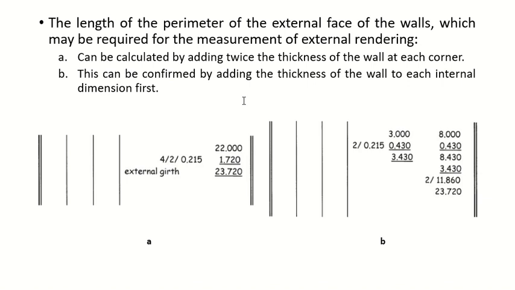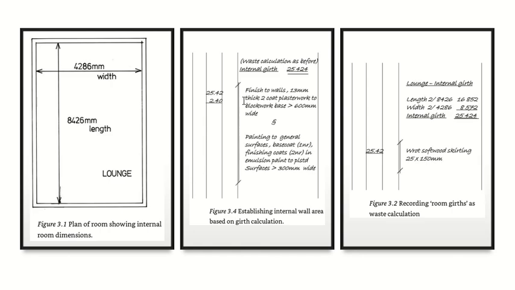So here they are adding for each corner in method A. This is the internal girth, 22 is the internal girth, so the waste calculation of the internal girth is already done. Now they are adding something to make it external. What they are adding for each corner is the thickness. If we have the previous plan, this one, what's the shape? Which shape is this? Circle, right?